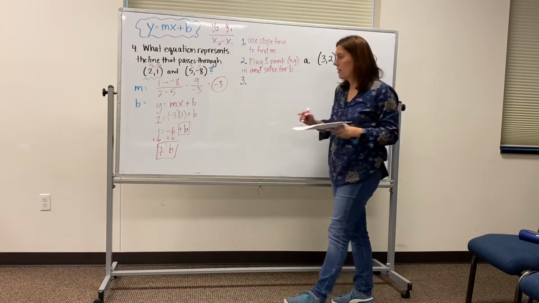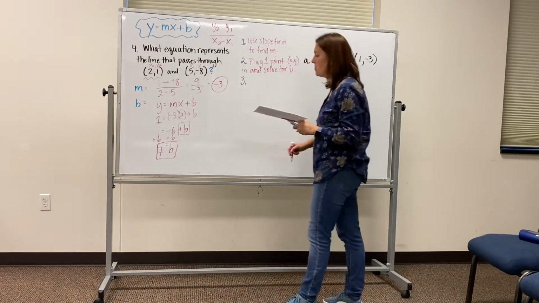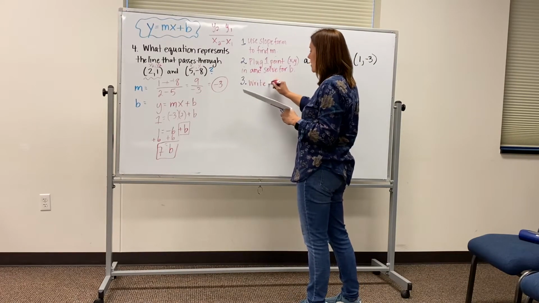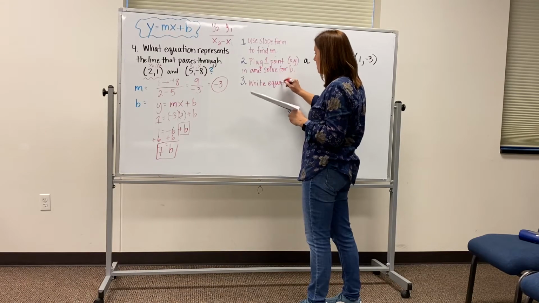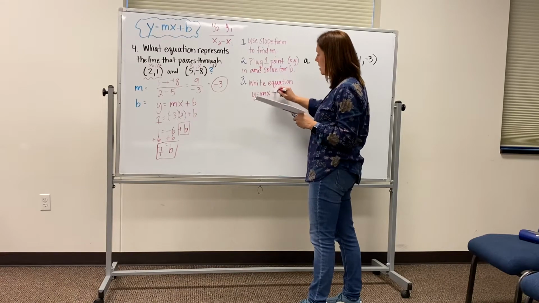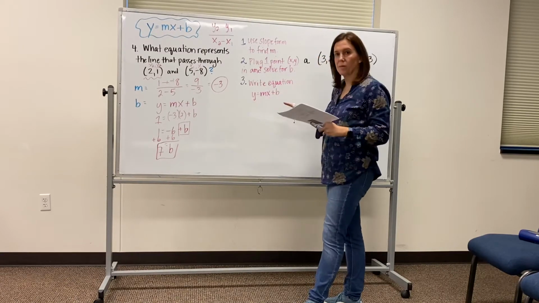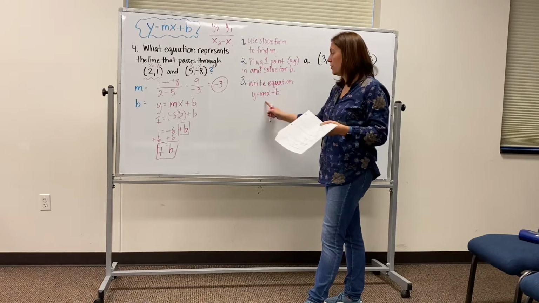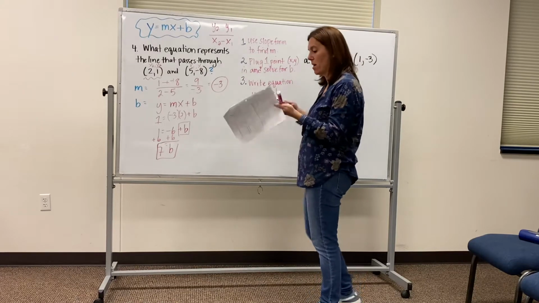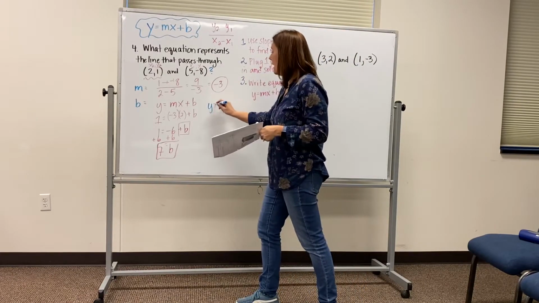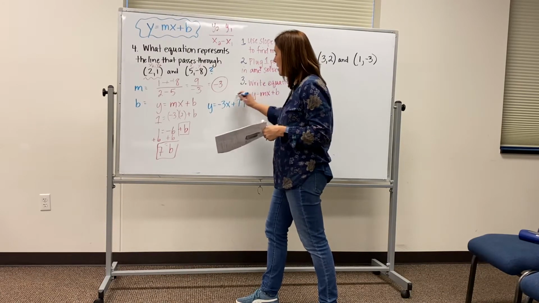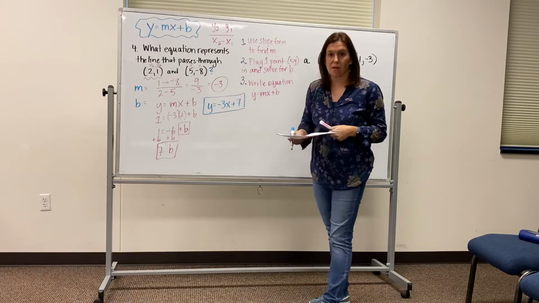Now that I have my slope and my y-intercept, I plug those in. I write my equation. And remember, it's y equals mx plus b. My y and my x will be back into my equation, and I will fill in my m and my b. So my final answer for this example problem is y equals mx plus b. There is the equation for this line.